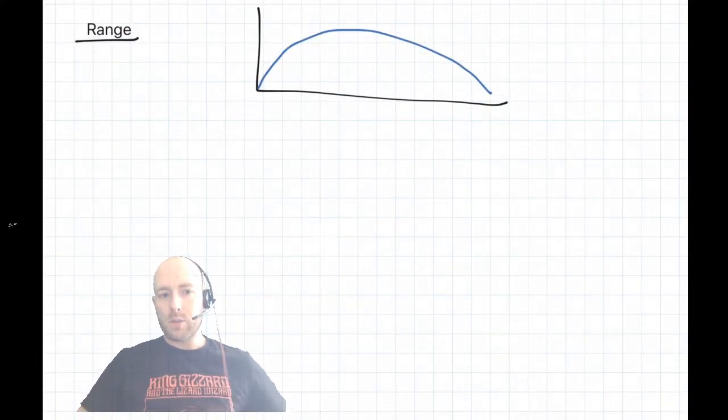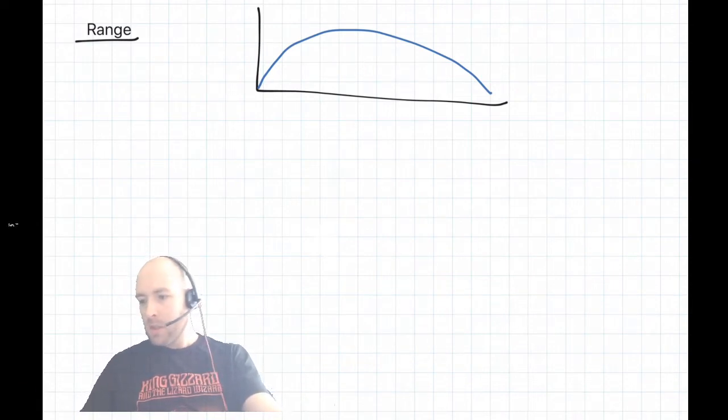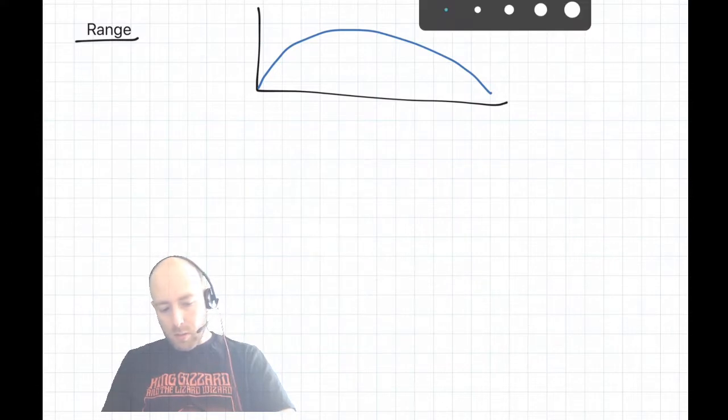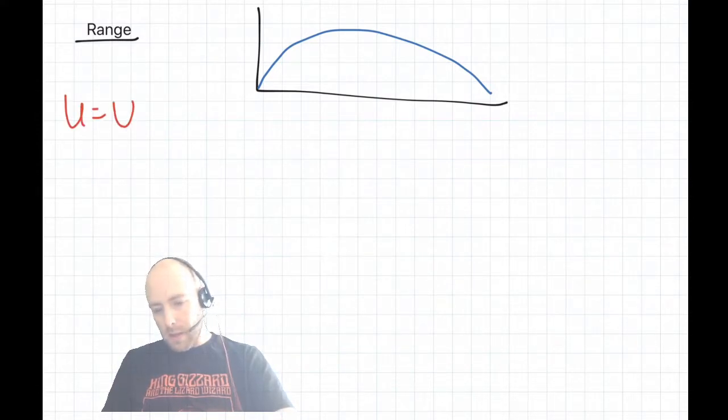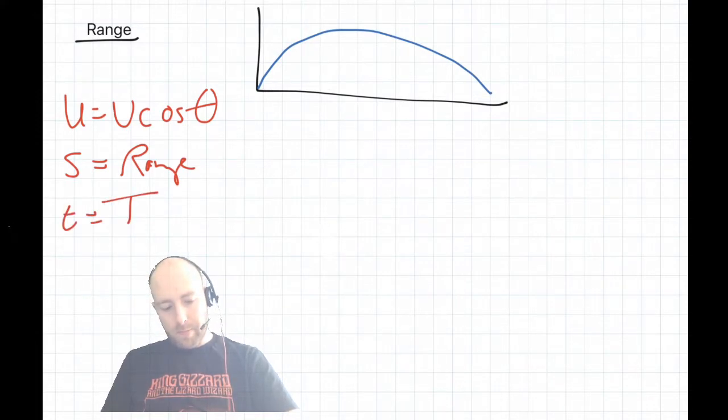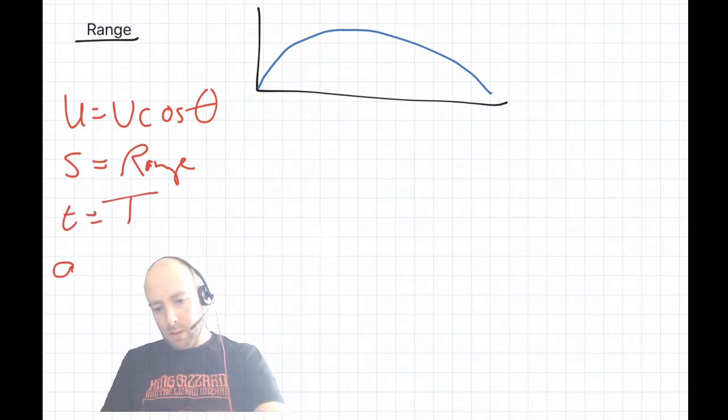Cool. All right, let's do this one. So if I write down all the bits we got, u equals u cos theta, s equals the range, t equals the time of flight from the last bit, a equals 0. So let's just write in the time of flight again.